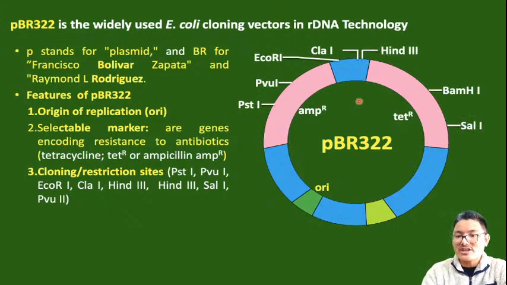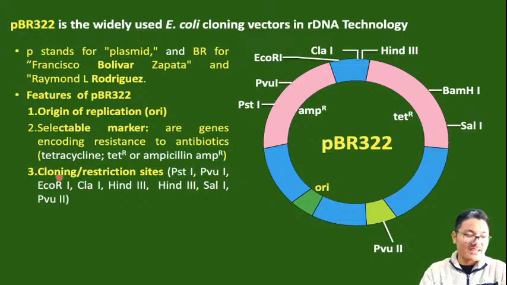We have many restriction enzymes like PstI, PvuI, EcoRI, ClaI, HindIII, BamHI, SalI, PvuII. All these are restriction enzymes, and they have cloning sites at these different regions. These different regions of the PBR322 DNA can be cut with these different restriction enzymes. So we can say that restriction sites of different enzymes are available. Moreover, they are cloning sites.